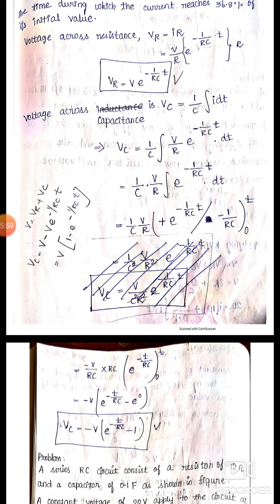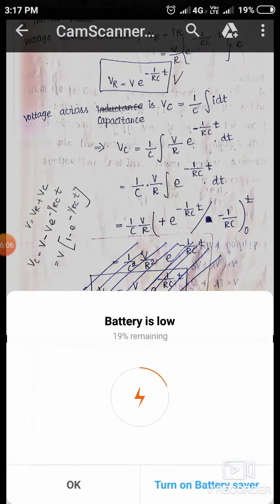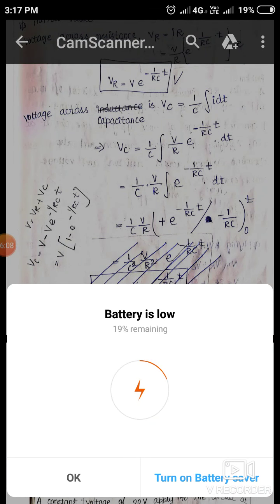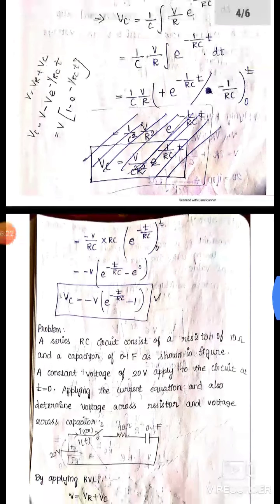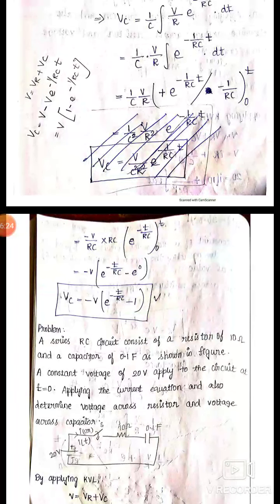power, substitute the t and 0 values. So e power minus t divided by RC minus e power 0. Therefore e power 0 value is 1. The above equation becomes V sub C is equal to minus V into e power minus t divided by RC minus 1. The unit is volt. So this is the derivation of transient response of RC circuit.